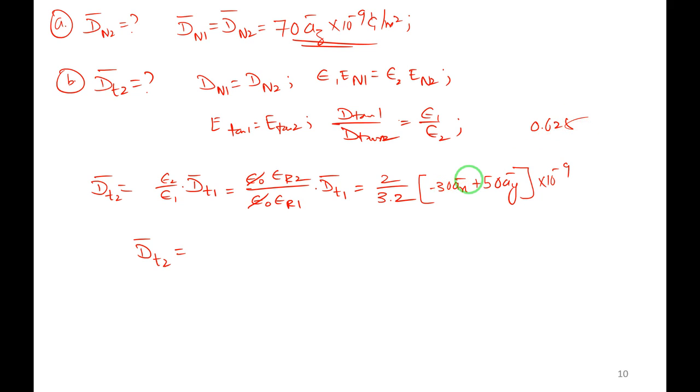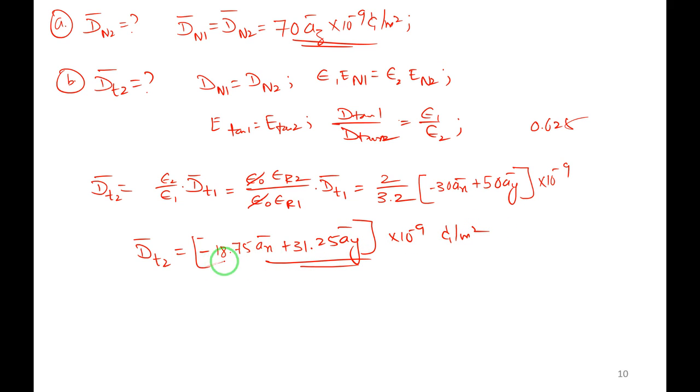Then I will multiply with 30. 0.625 into 30, so I am getting it as 18.75 with a minus sign, ax. Then I will multiply 0.625 with 50. So its sign is positive only, plus 31.25 ay, into 10 power minus 9 coulomb per meter square. I hope you got it.